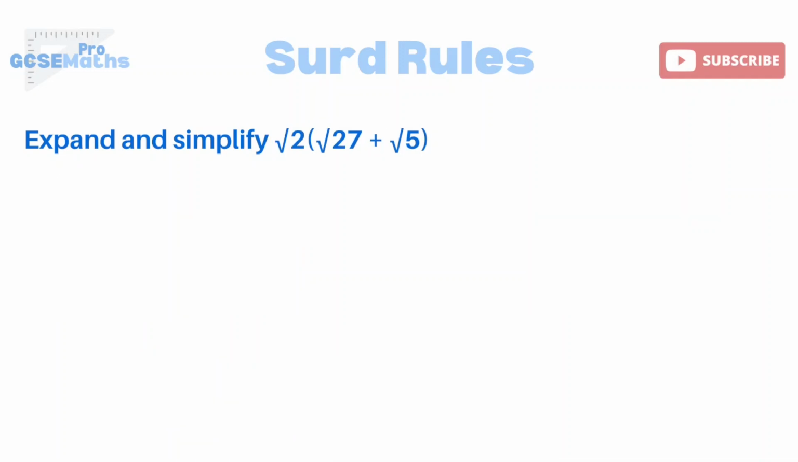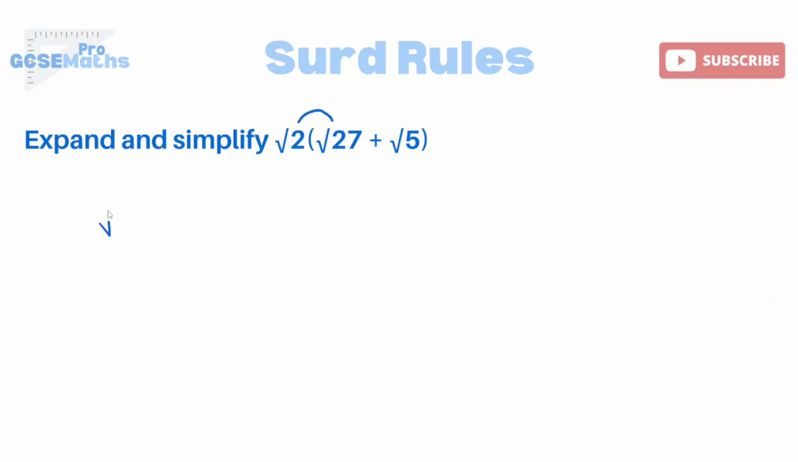Okay, so if you feel like you can have a go at this question yourself, pause the video and then play it when you're ready to see the workings. So expand and simplify root 2 times root 27 plus root 5. This one's a little bit easier because all we have are surds here. We don't have to worry about combining whole numbers and surds. It's all just multiplying two surds together.